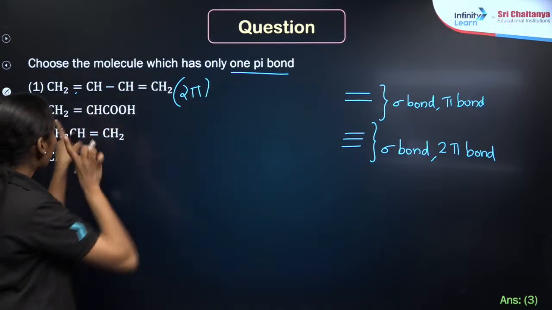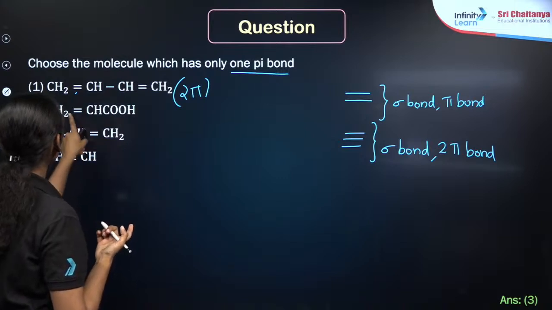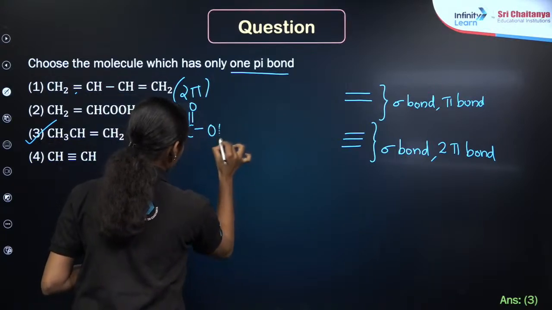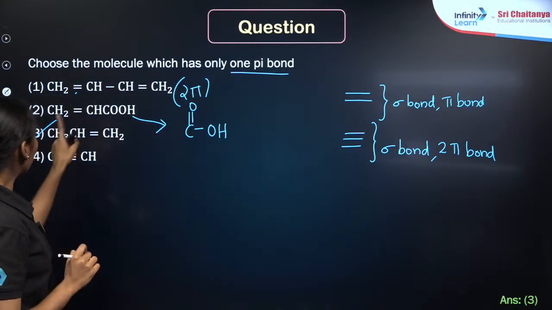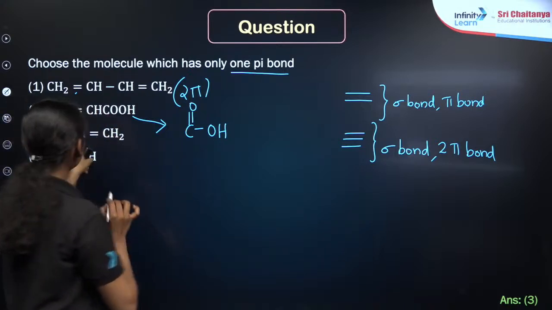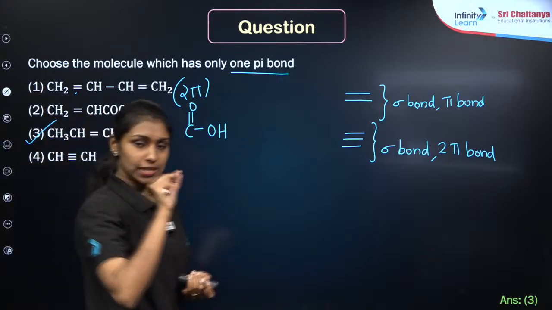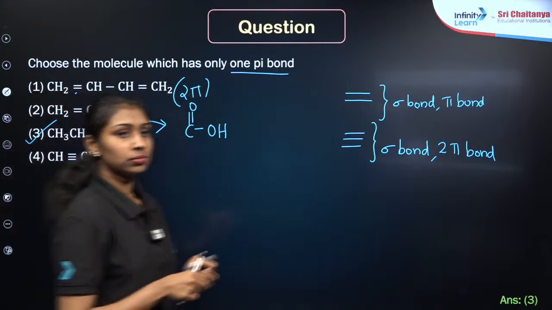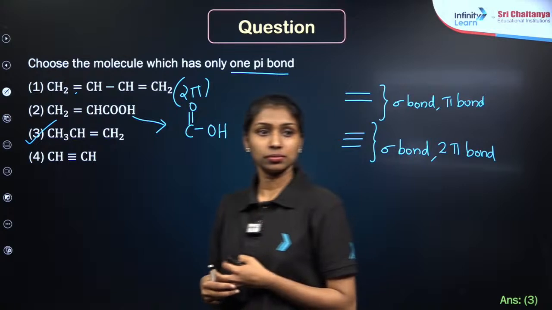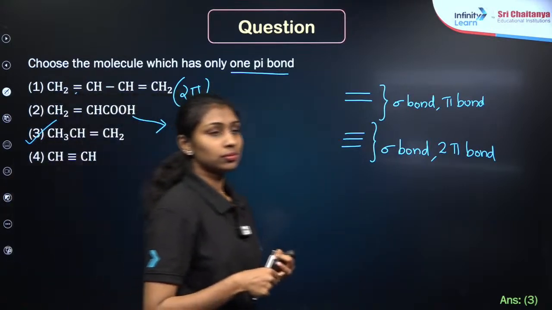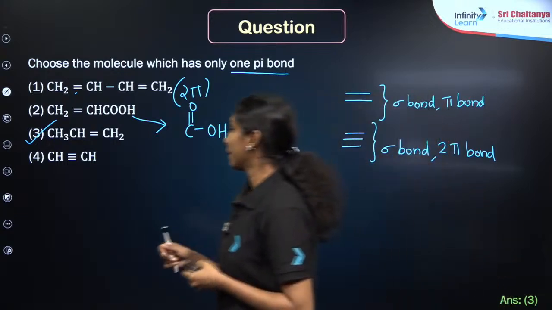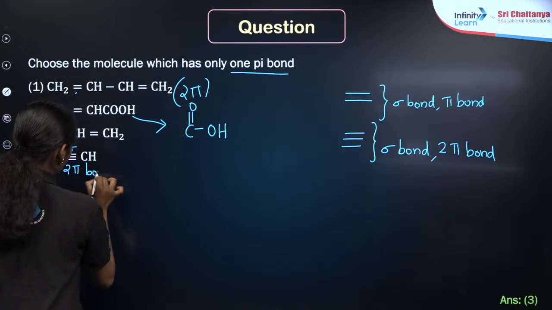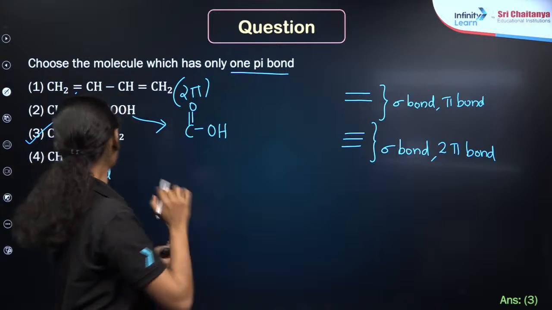Then what about the second one? By looking at the structure only, we will get confused that there is only one pi bond. But if you are familiar with the structure of C double bond OH, this is the structure of a carboxylic acid. This means C double bond, there will be a pi bond also, right? So here also it is having 2 pi bonds. Then what about the third one? CH3, CH double bond, CH2, right? In the case of the double bond, one is a sigma bond and the other one is a pi bond, right? Clear? Then what about the last one? Triple bond, right? One sigma bond and 2 pi bonds. Clear? Option 3 will be the correct answer here.